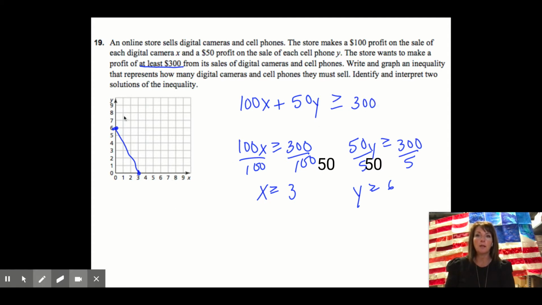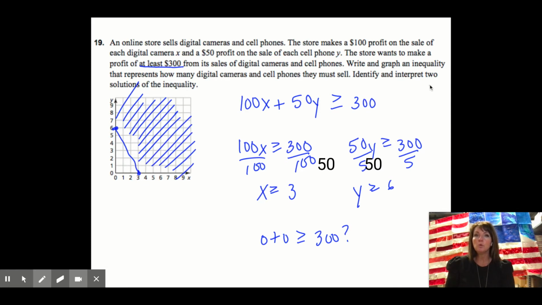So in the greater than, is 0, 0 a solution? Is 0 plus 0 greater than or equal to 300? No, it is not. So that means that 0, 0 is not shaded. That means this side of the graph is shaded.